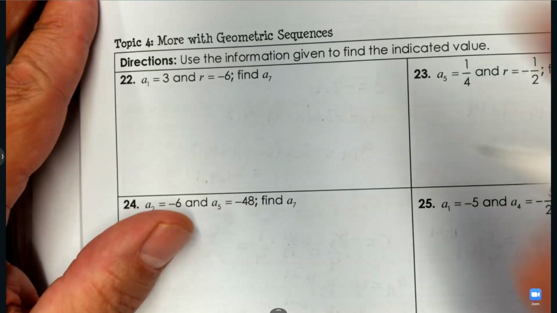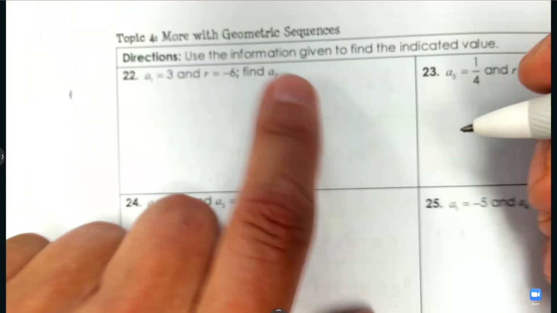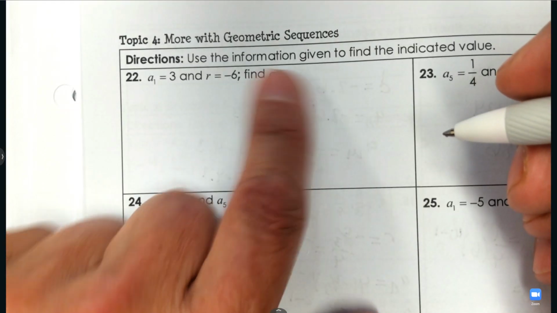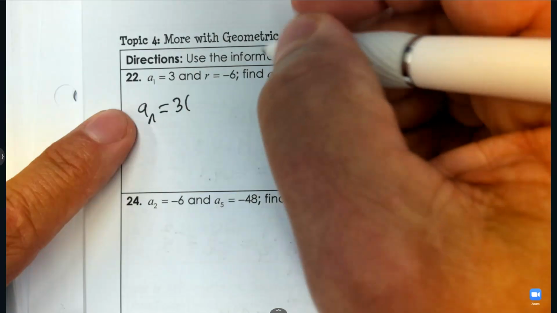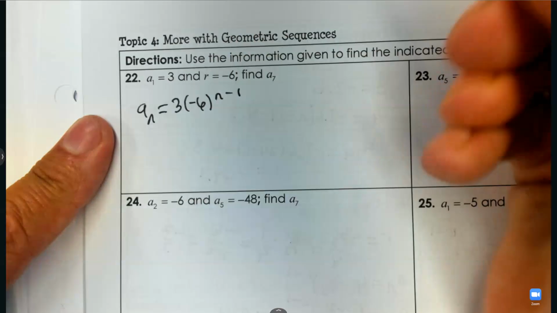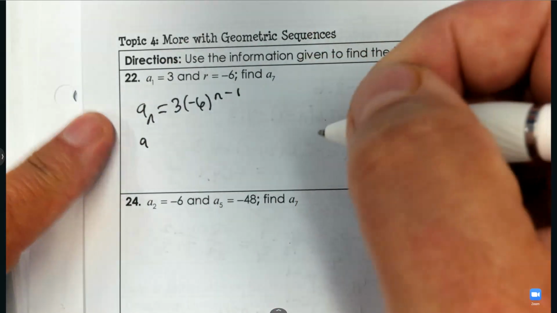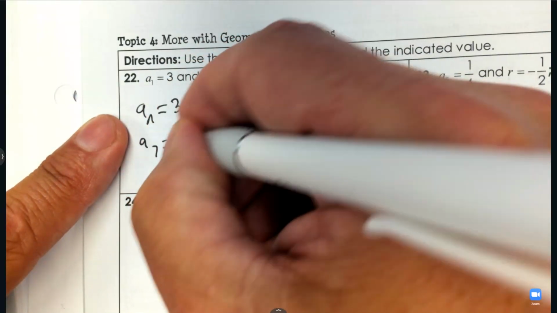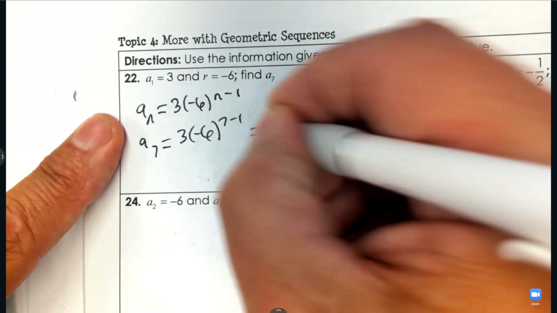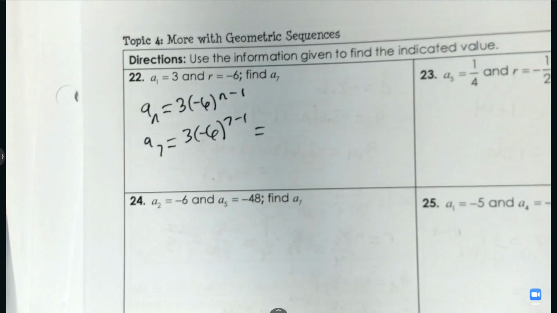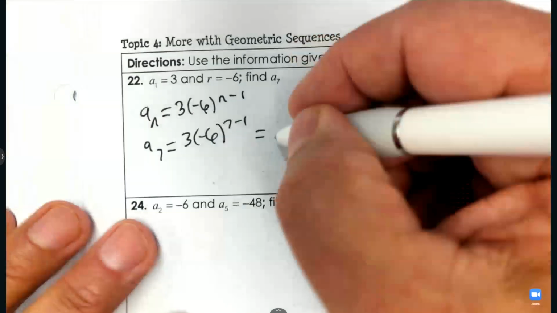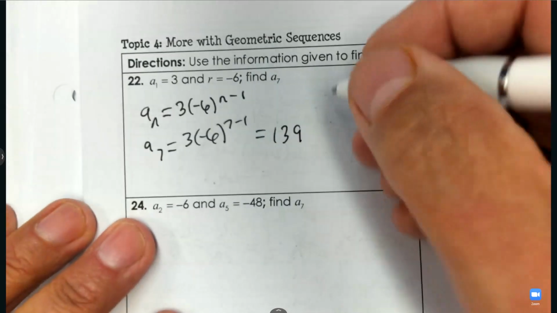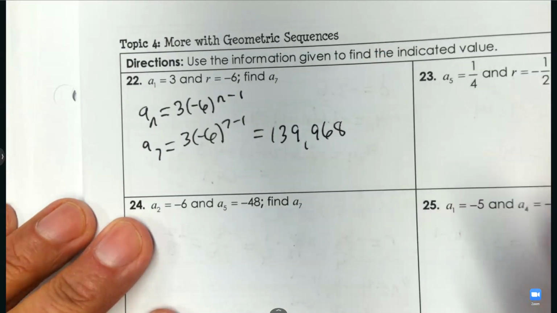Number 22. Use the information given to find the indicated value. So now it's geometric. So we know we need a formula. So A1 is 3. Our base is -6 to the exponent n minus 1. And then plug in 7 and then solve it. So again, use your calculator. Press pause and try it first and know that you can do this. That's 139,968.